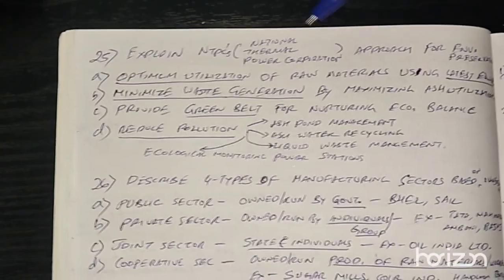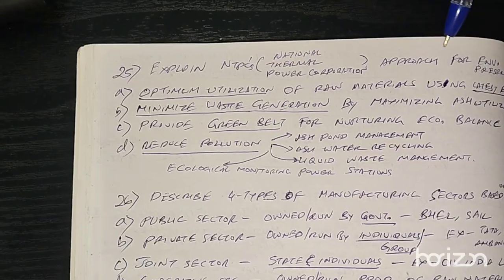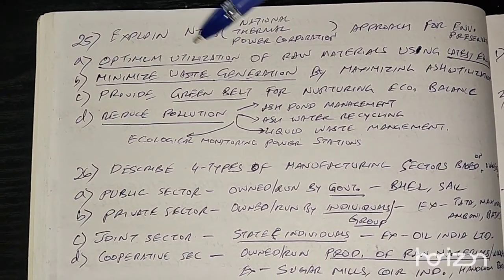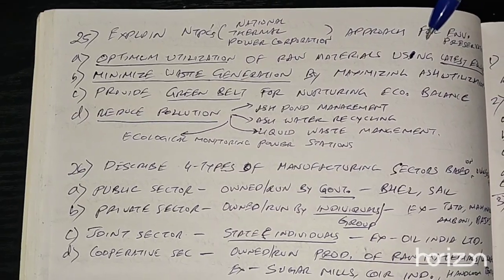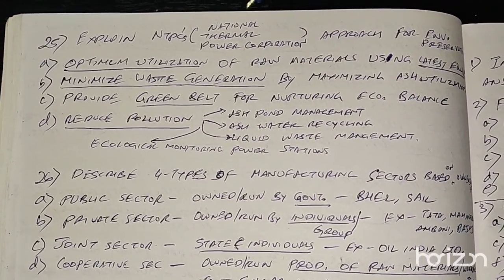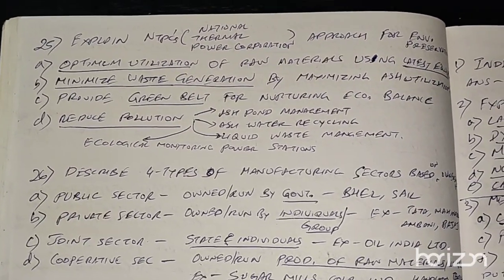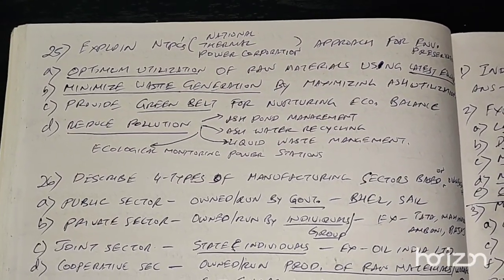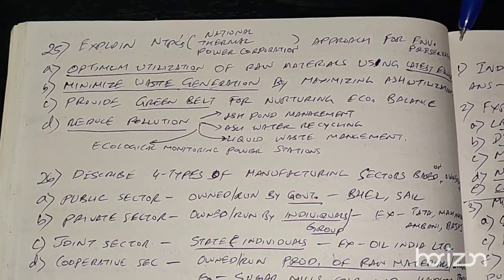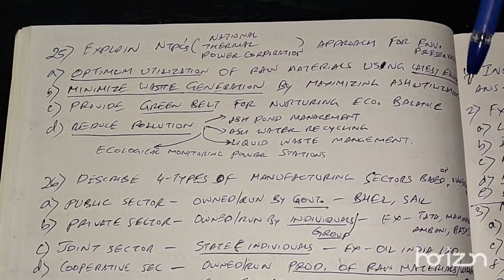Explain National Thermal Power Corporation (NTPC's) approach for environment preservation. See, first is optimum utilization of raw materials using latest equipment. So what NTPC says, which is National Thermal Power Corporation, that we will make raw materials use optimal. Minimize waste generation by maximizing the utilization, ash utilization.